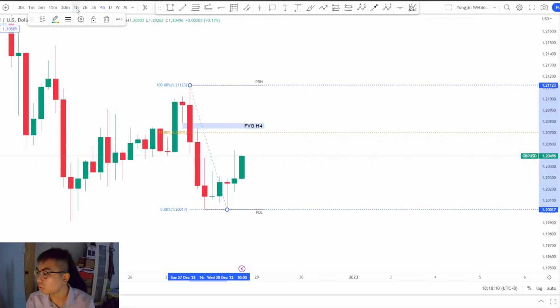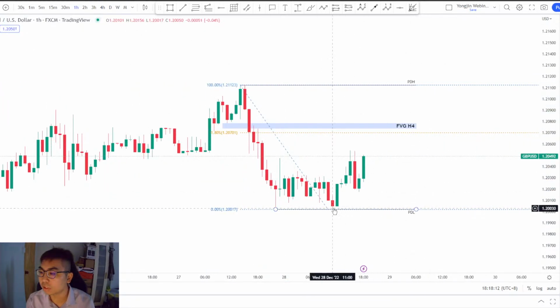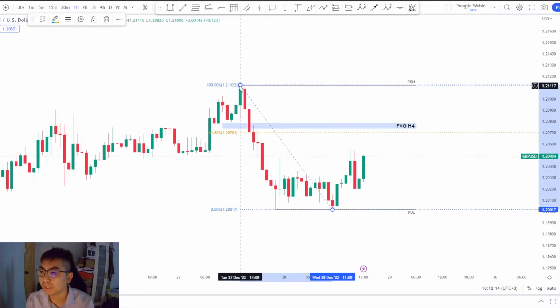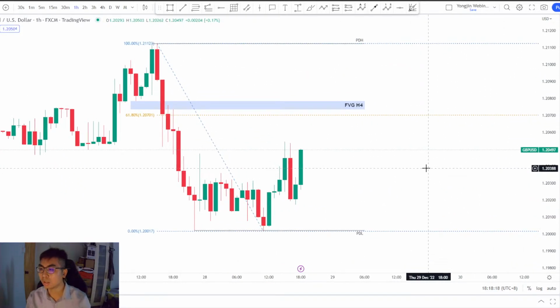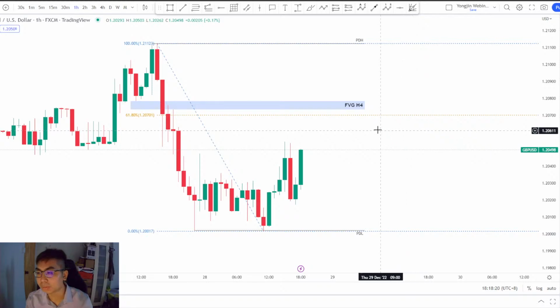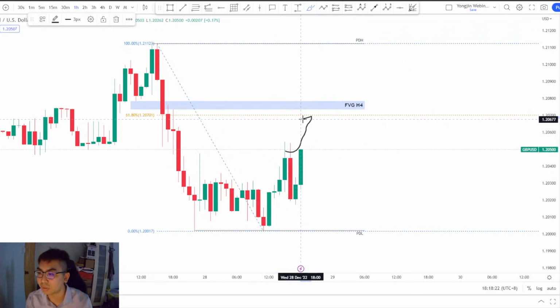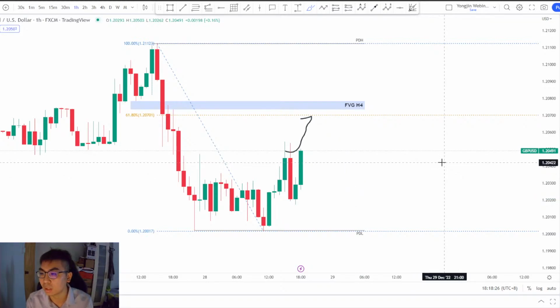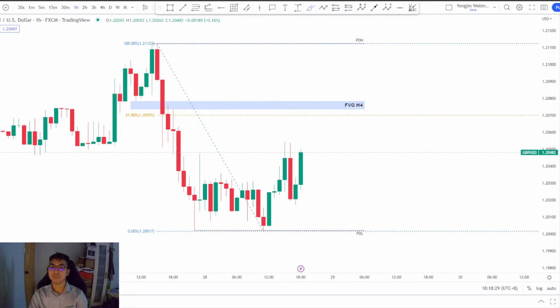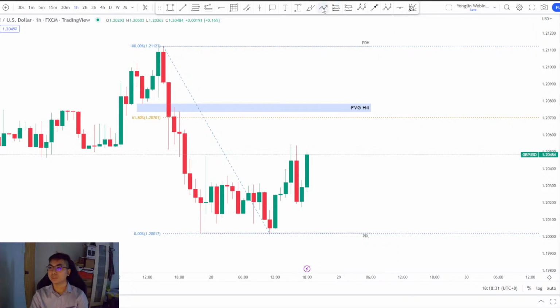So I'll just move on towards the 1 hour chart, GBP USD. If you are looking for longs, you can possibly look for price to tap into that area before pushing towards the downside. But right now, it's a possible setup. I'll just draw it out. Many possible setups.